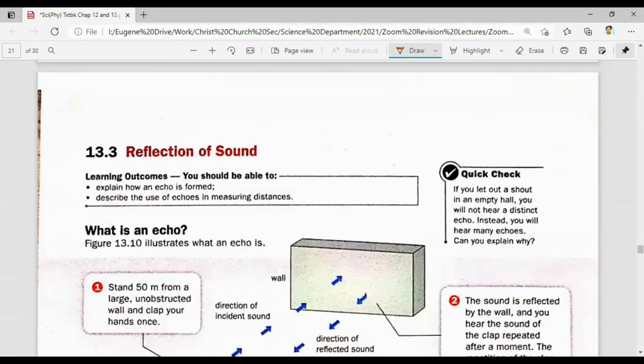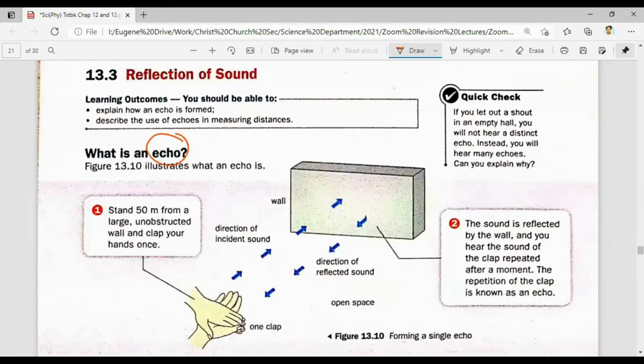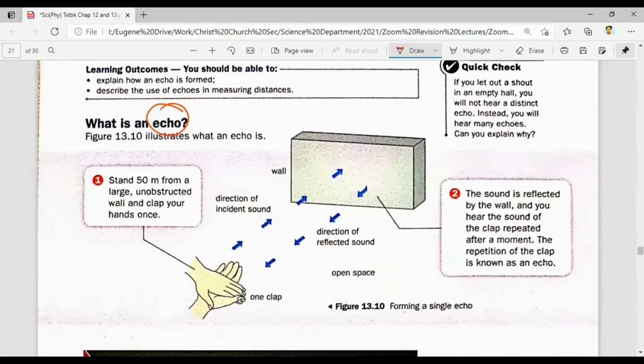The last part for sound is the concept of echo. What exactly is echo? We're going to learn how echo is formed, and how echoes are used to measure distance. In explaining it, they typically like to give this example: you stand in front of a wall with nothing in between, and you clap. What you hear is that the sound comes back to you. This reflected sound is echo.